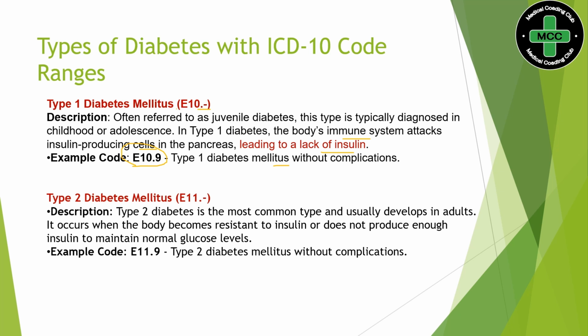Next, type 2 diabetes mellitus. Type 2 diabetes is the most common type and usually develops in adults, and it occurs when the body becomes resistant to insulin. Example: E11.9, type 2 diabetes mellitus without complication. So for type 2 diabetes we have the code range E11 series. Here I have just added the types. Later we will see the specific coding guidelines.